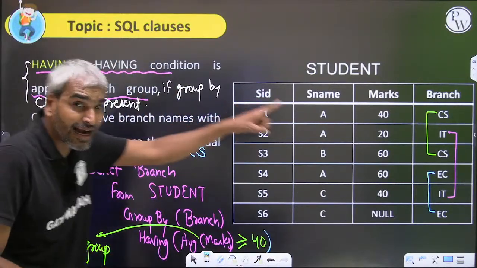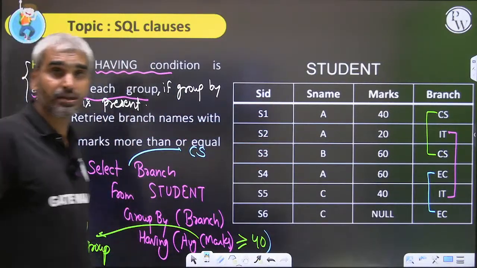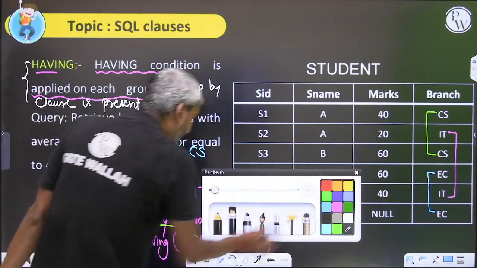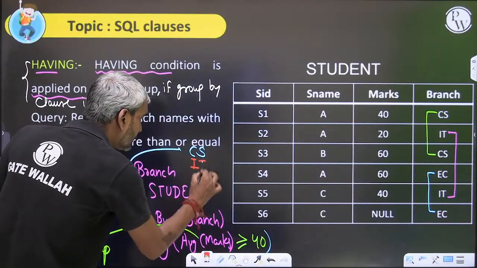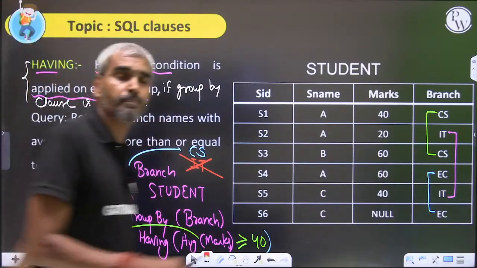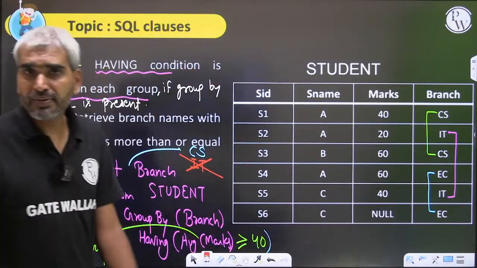Therefore, for IT group, having condition is false. Therefore, IT group will not be present in the output.